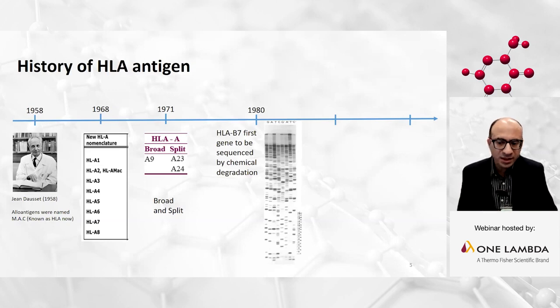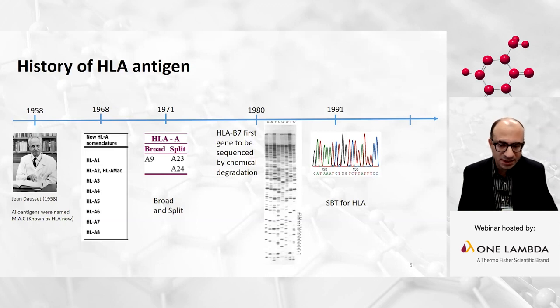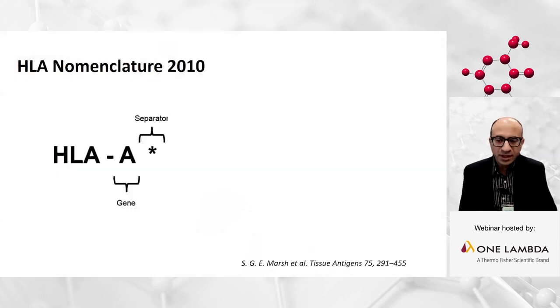In 1980, HLA-B7 was the first gene to be sequenced by chemical degradation. And in 1991, Sanger sequencing was introduced clinically to the HLA lab and was the gold standard for high-resolution typing till it was replaced by next-generation sequencing in 2010. 2010 was also the birth of the new HLA nomenclature, which allows adding an infinite number of new alleles. It's also known as the 4-field resolution.